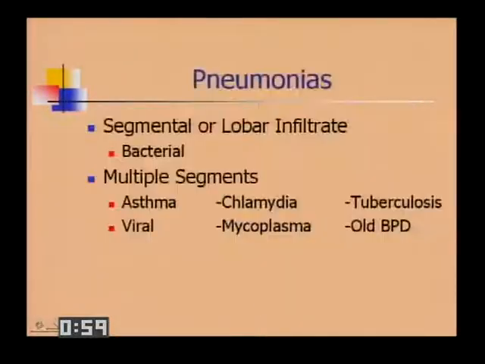Okay. When we look at pneumonias or infiltrates, we try to decide, are they in a single segment, are they multiple? When I'm dictating, I always look for lymphadenopathy or effusion because that may take me a little bit further down the road. It's very difficult for us radiologically to differentiate between asthma and viral illness. We differentiate chlamydia just by the child's age.